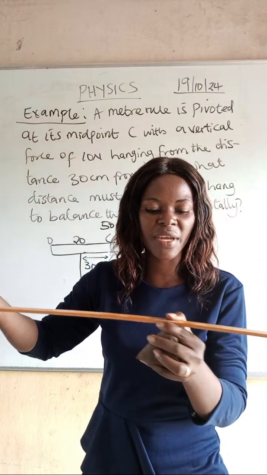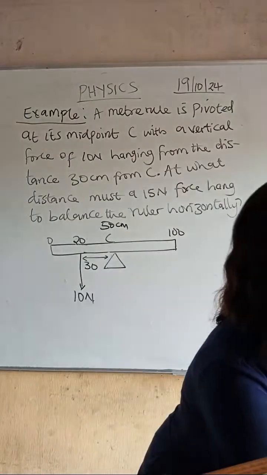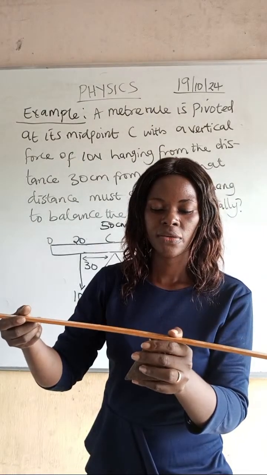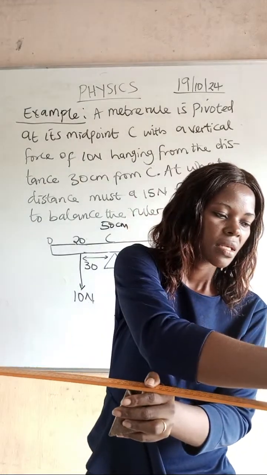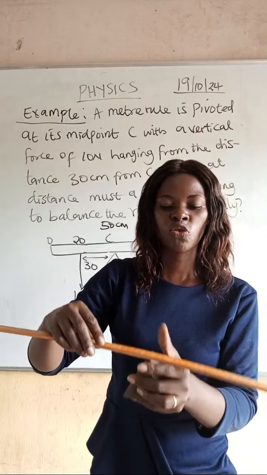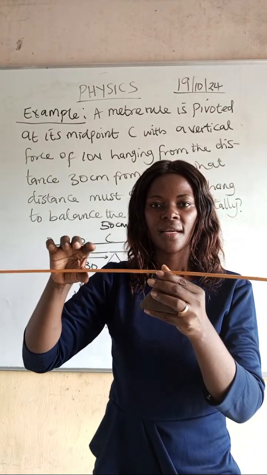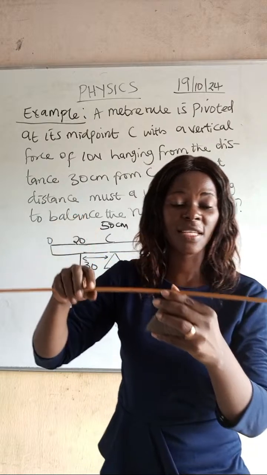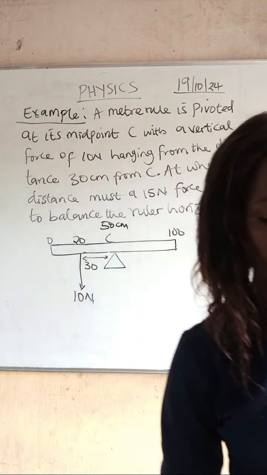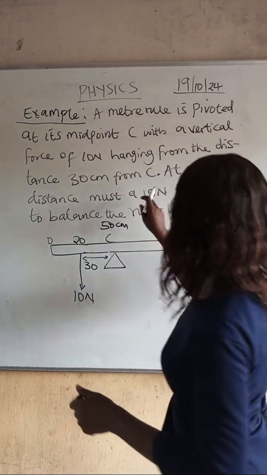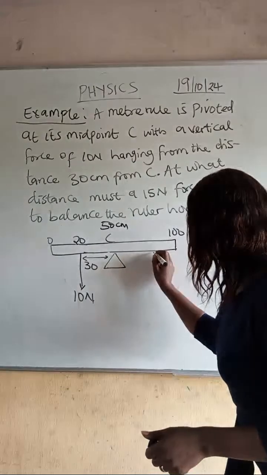But as soon as I bring another force, which is a weight, and put it here, you see that it's going to balance. Can you see it now? All right, so that is what they are trying to tell us. They want us to tell them the distance. They are going to hang this 15 Newton force, but we don't know the distance.